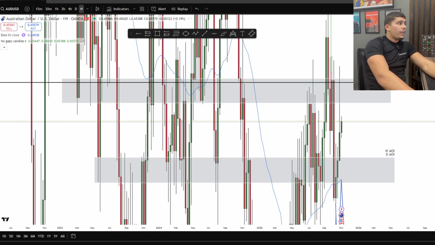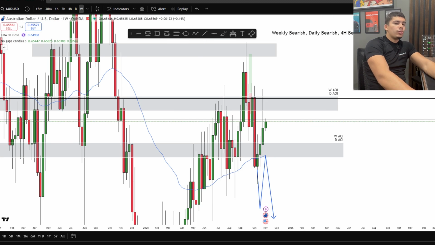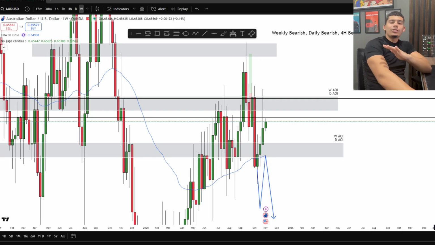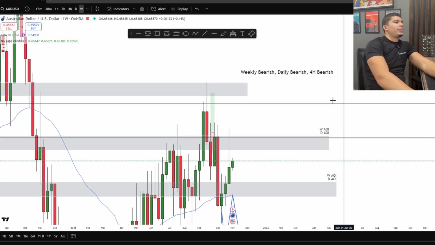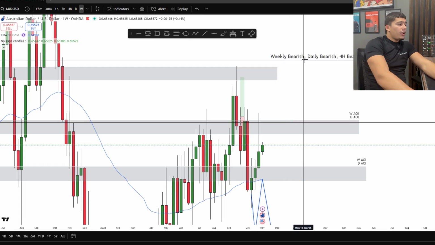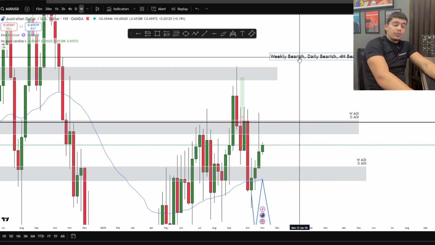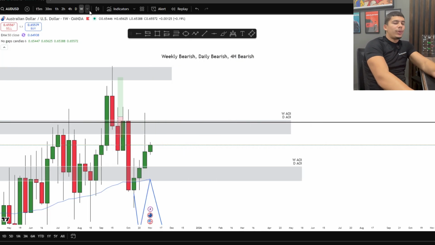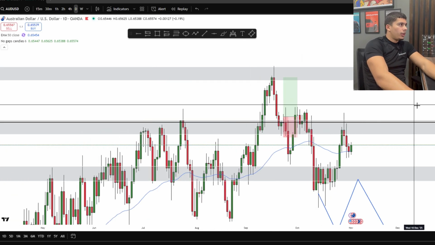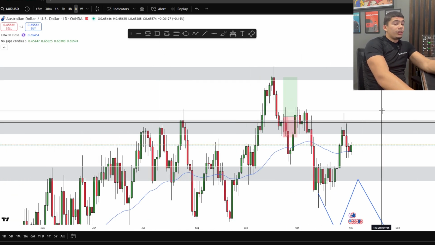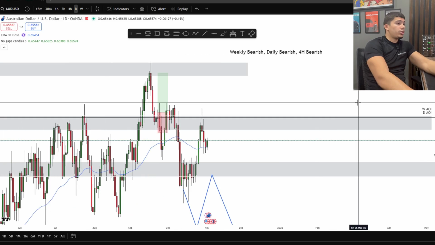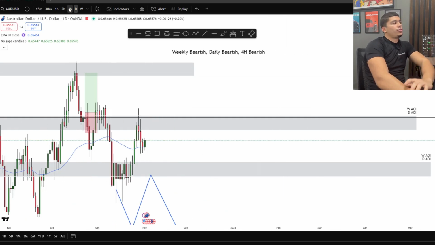AUD/USD, we're waiting for this very strategic, to-the-T strategy that we're going to be taking. We have everything signaling bearish. Let's be very specific about it. The daily has been here before, letting us know that it's having some rejection off this area of interest on the daily and weekly.